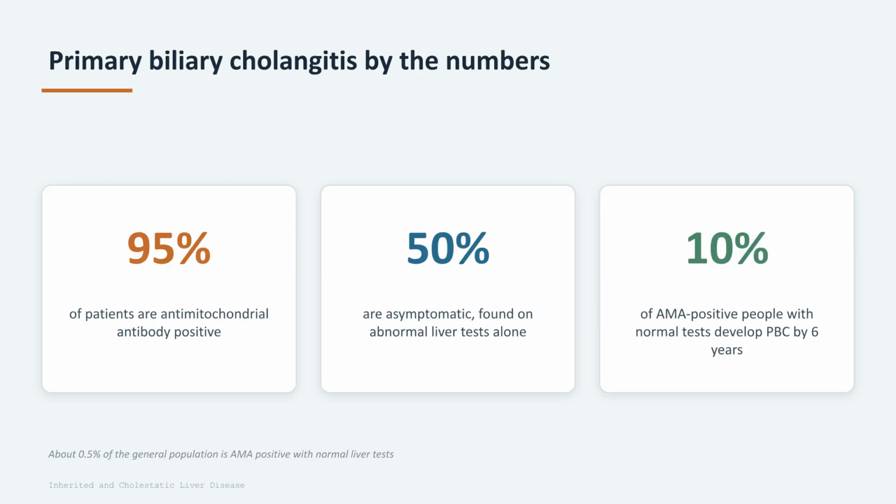3 numbers to hold on to. The anti-mitochondrial antibody is positive in 95% of patients with primary biliary cholangitis. About half of patients are asymptomatic and are found only because their liver tests are abnormal. And here is an interesting one. Roughly 0.5% of the general population has a positive anti-mitochondrial antibody with normal liver tests. 10% of those people go on to develop the disease by 6 years. So a positive antibody by itself is not the disease. It is a risk marker. The typical patient is a woman between 40 and 60.